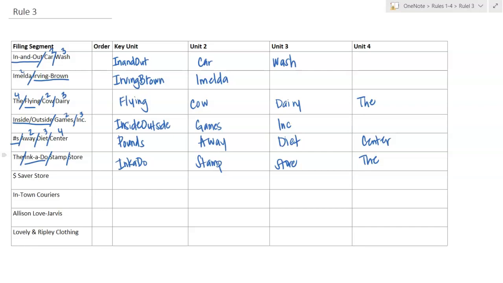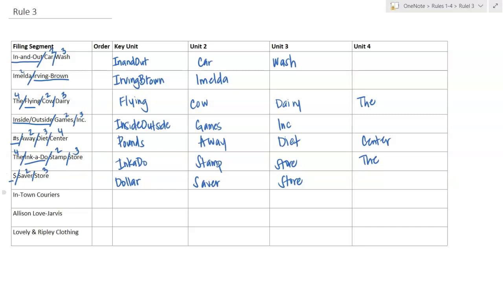Next we have a dollar sign. Okay, and so when I separate this, remember we have to write out the symbol name. So dollar, saver, store. Okay, and before I forget, I'll just finish writing the unit numbers.